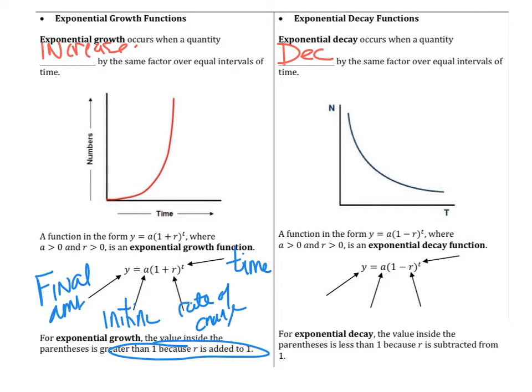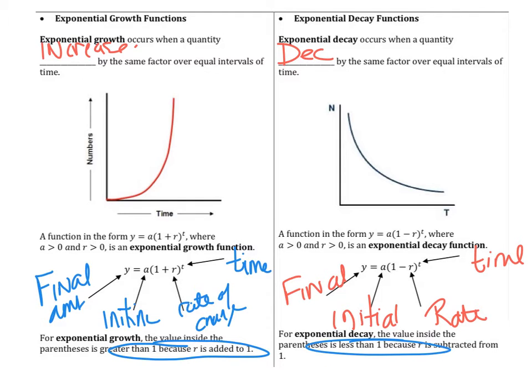So likewise, the y value represents your final amount. A is your initial amount. R is your rate of change. And t represents your time. Again, take note, in an exponential decay, the value inside the parentheses has to be less than 1 because the rate is being subtracted from 1.